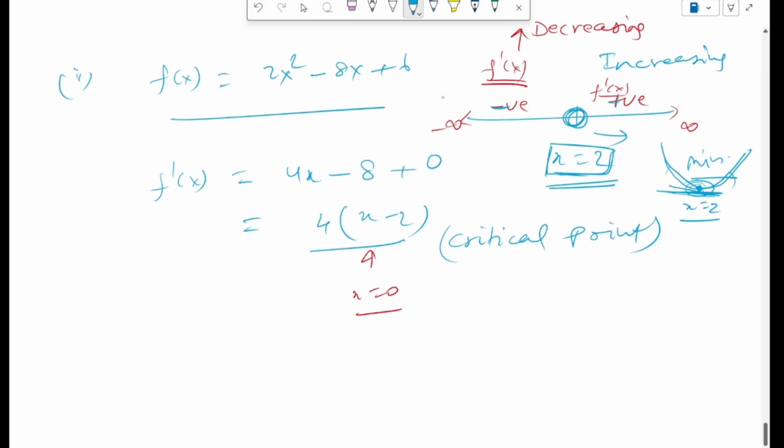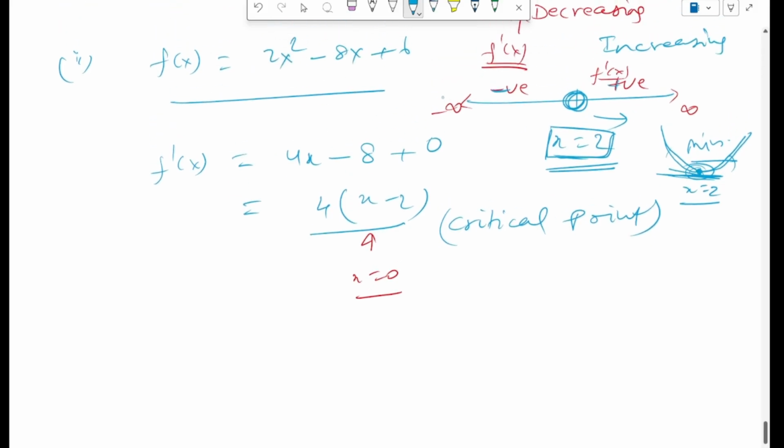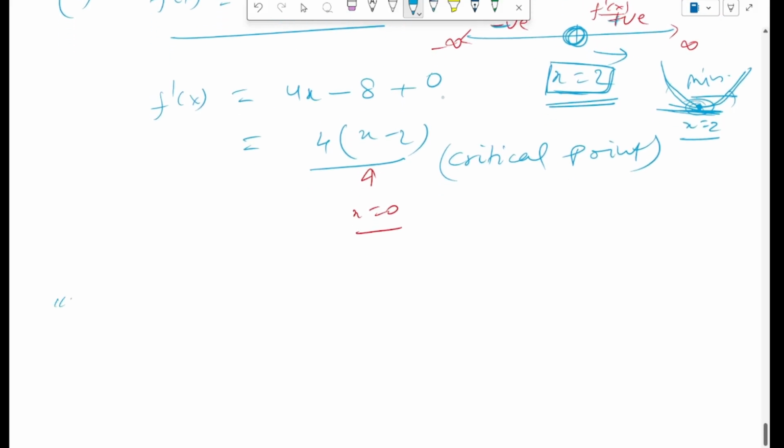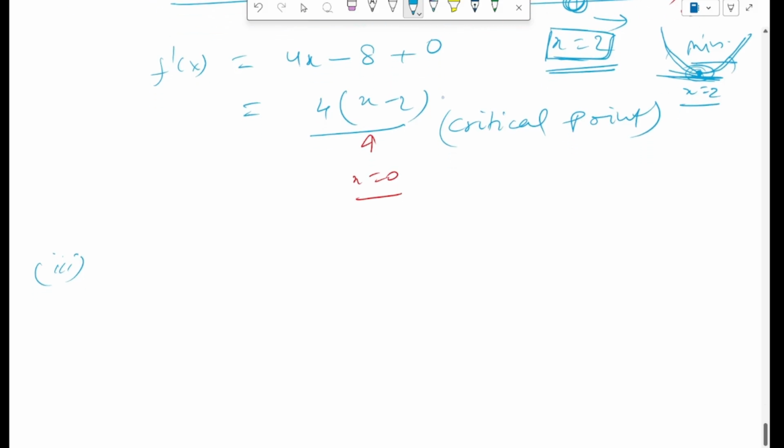Okay. Similarly, let's take another example where we have more critical points. Then we will get a clearer picture. This is a concept which is very easy if you understand it properly. Let's take f(x) = 2x³ + 3x² − 12x + 8. Let's take this.